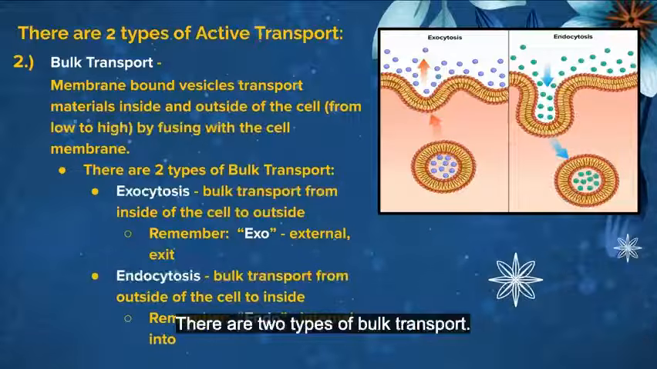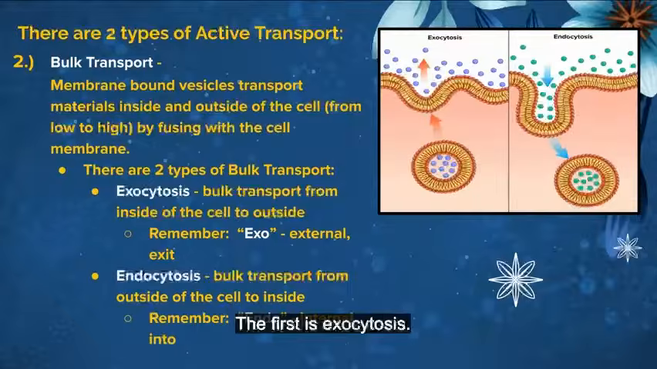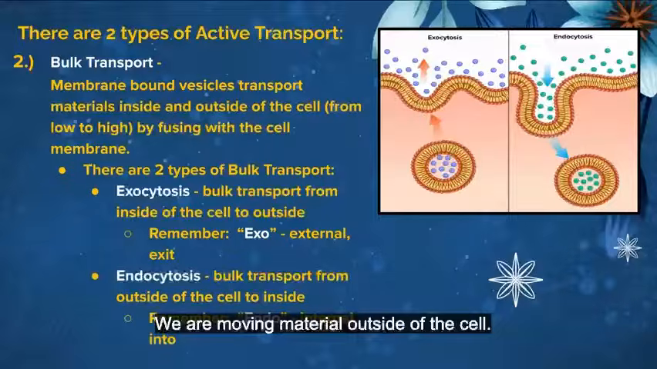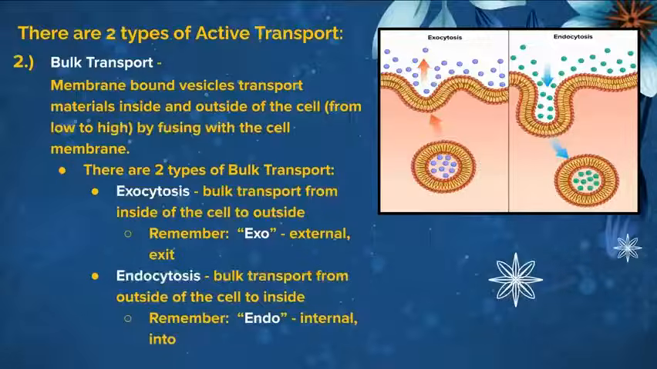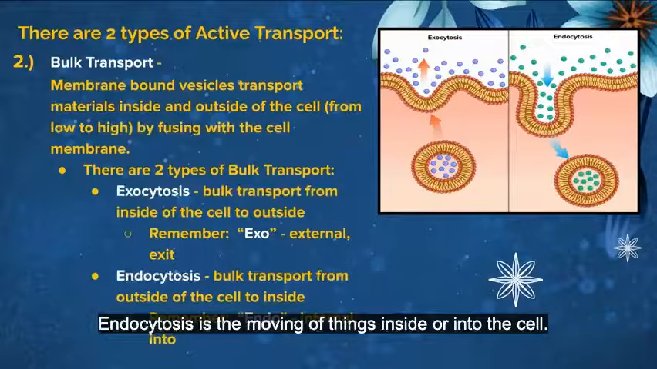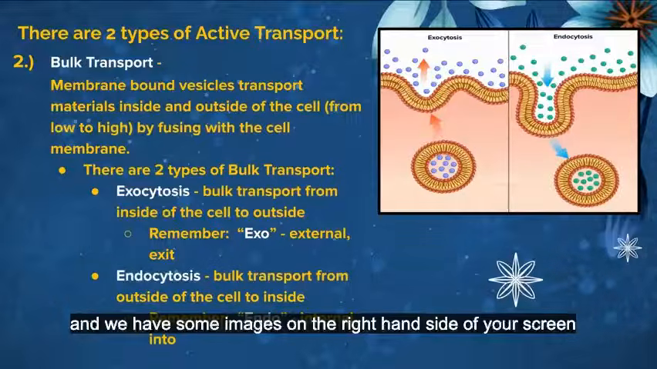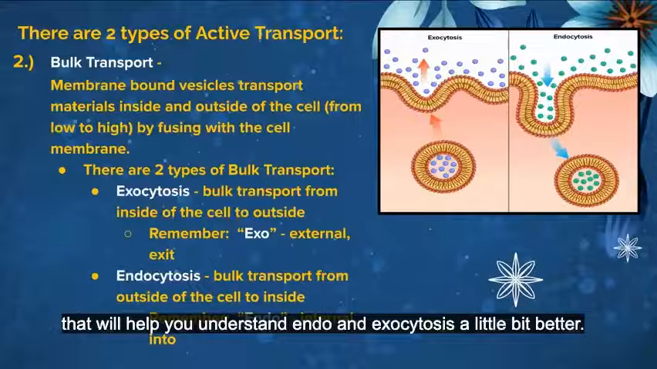There are two types of bulk transport. The first is exocytosis. Think about exiting when you hear exocytosis. We are moving material outside of the cell. Endocytosis is the moving of things inside or into the cell. The cell is going to pinch things together to bring them in, and we have some images on the right-hand side of your screen that will help you understand endo and exocytosis a little bit better.